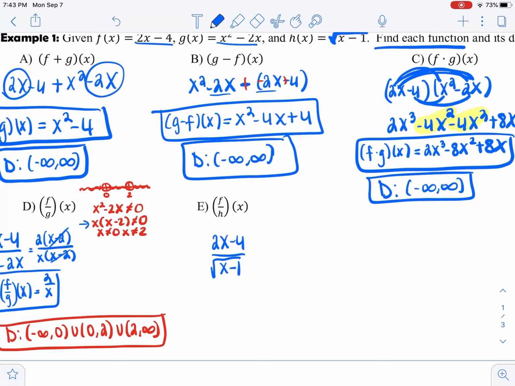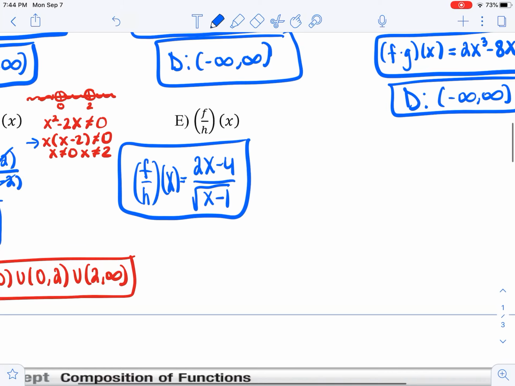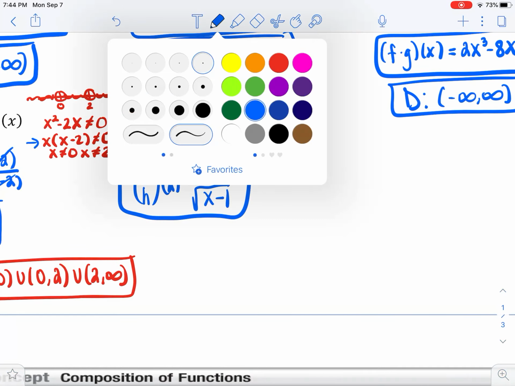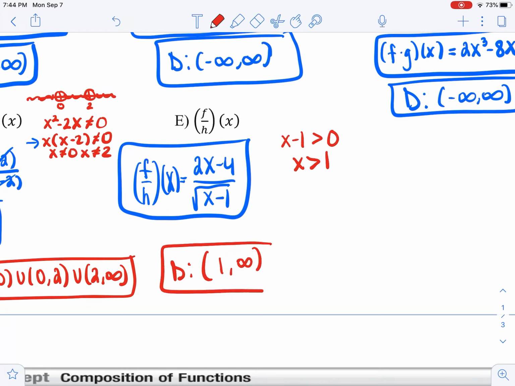Okay, so now I want to see if I can simplify this. We do know how to simplify this, but it's not going to cancel out any common factors, so we're going to leave our answer like this. F divided by h of x, because the denominator is not factorable. Okay, are there any restrictions? Yes. There's a square root in the denominator, so I know that the argument, which is x minus 1, has to be greater than 0, so x has to be greater than 1. So now I'm going to write that as my domain. Greater than 1 would be parentheses, 1, comma, infinity.